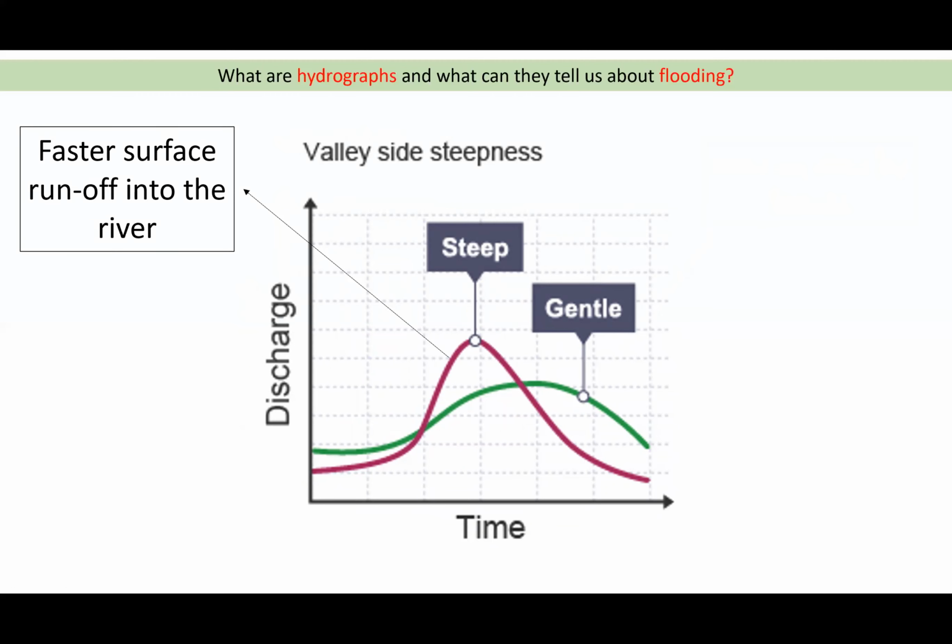Next is the valley side steepness. So if you think about a valley having really steep sides, the water is probably going to rush really, really quickly down the sides of those valleys. Whereas really gentle sloping valley sides, it's going to take much longer for the rainfall to enter the river channel. So here I put that there's a faster surface runoff into the river in a steep valley. Remember that if the rain is falling, gravity will mean that the water will rush into the river channel really quickly in a steep valley than it will in a gentle valley. So therefore, the peak discharge will be reached much quicker in a steep valley than in a gentle valley.